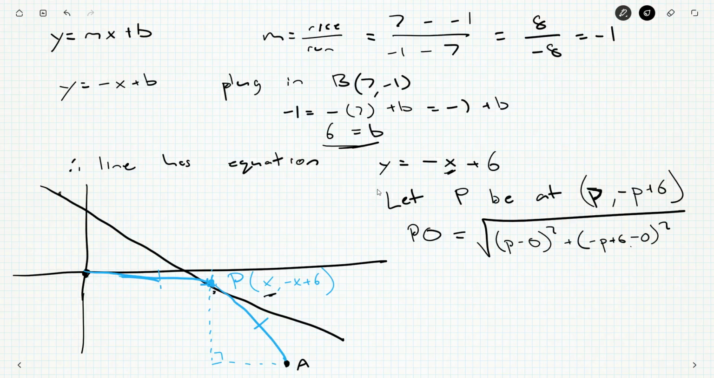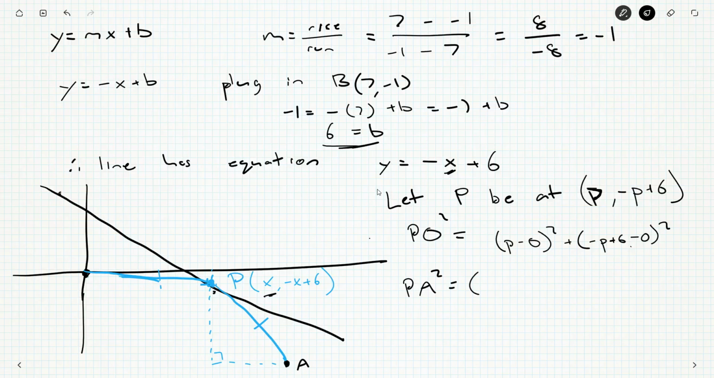And then you square root it. I don't want to square root it. I really don't. I find that tends to mess things up. It makes the calculations a lot harder. So what I'm just going to do is PO squared. If PO is equal to PA, then their squares are going to have to be the same as well.